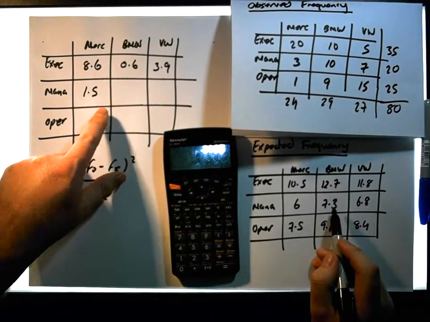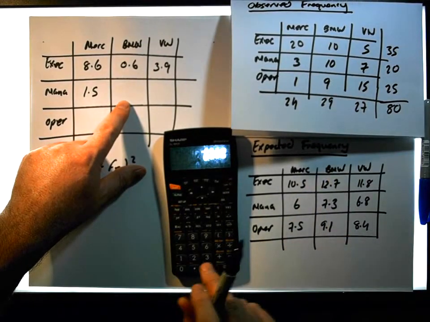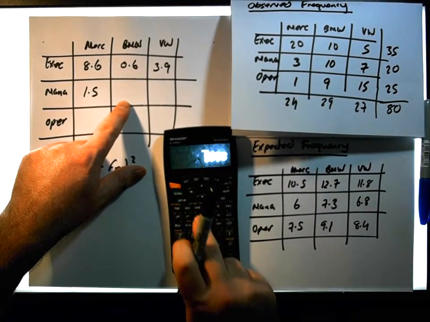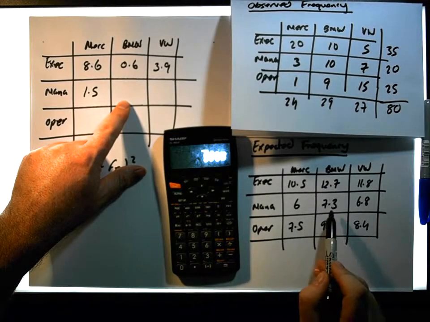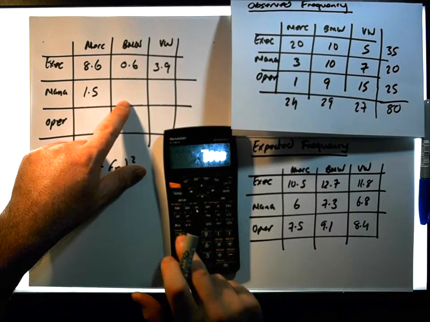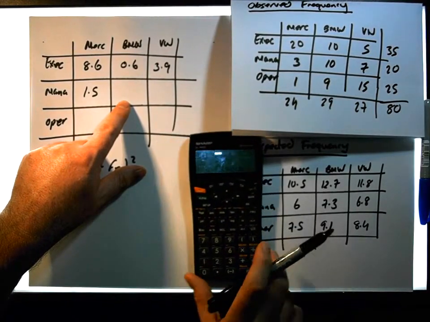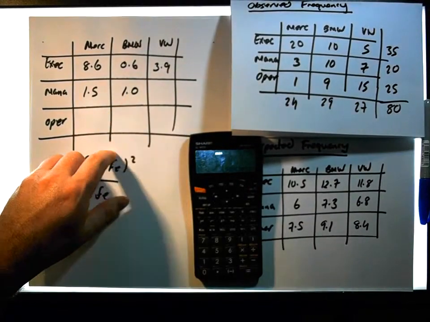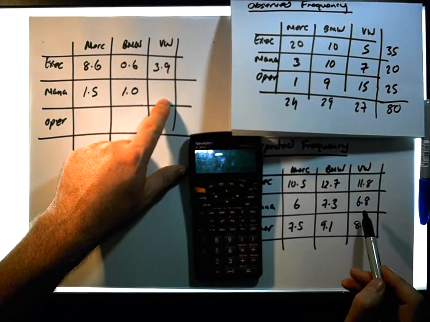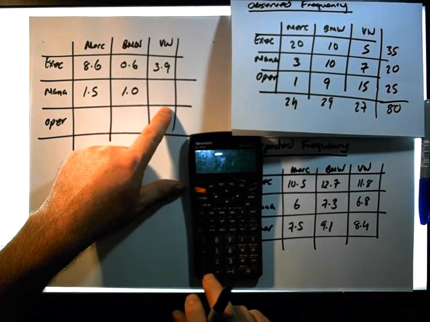The next one, the observed is 10. The expected is 7.3. So 10 minus 7.3 is going to give us 2.7. 2.7 squared is to be divided by the expected, which is 7.3, which gives us a value of 0.99, which is about 1.0. And then we have the observed for this cell. The observed is 7, the expected is 6.8, so that gives us 0.2, and 0.2 squared is 0.04.